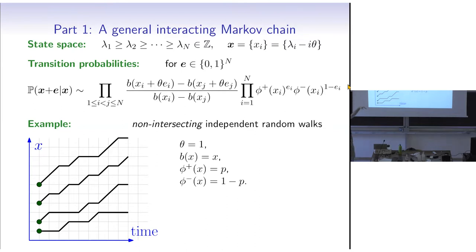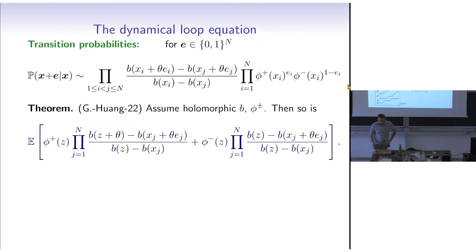Whenever the ith coordinate does not grow, then a phi minus factor appears. So these factors control the background, if you want, how your independent walkers are moving. Okay, what do we have about this very general interacting Markov chain, which depends on one real parameter and three arbitrary functions? So here is an equation which we have for this Markov chain.